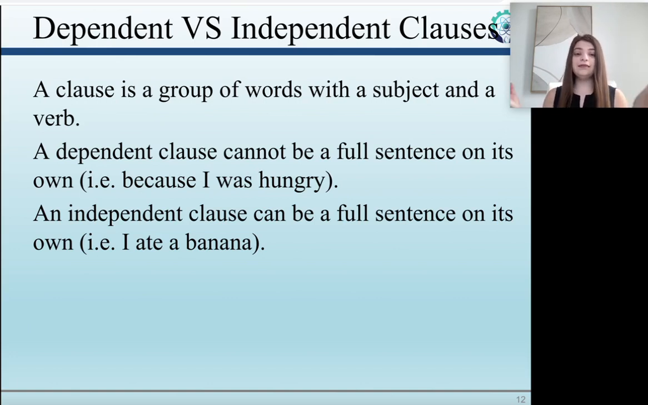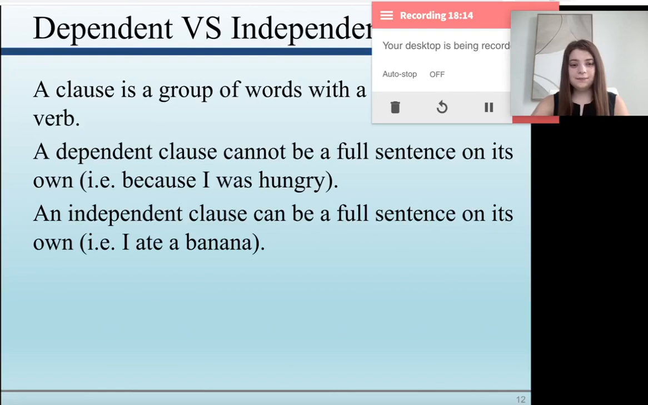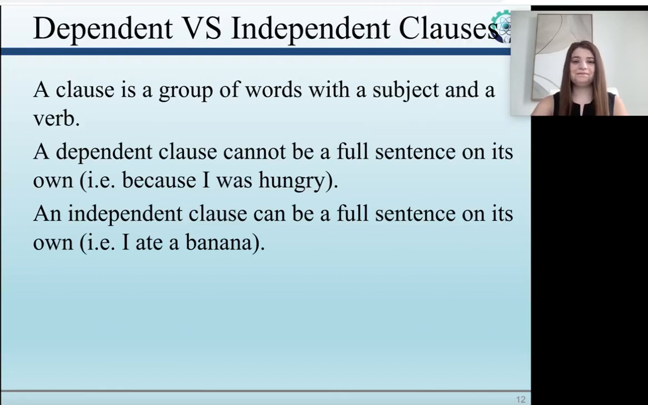Now we can combine them into a complex sentence by saying "I ate a banana because I was hungry," right? We can do that. We can combine a dependent and an independent clause in order to make a sentence, a complex sentence to be exact. Okay.